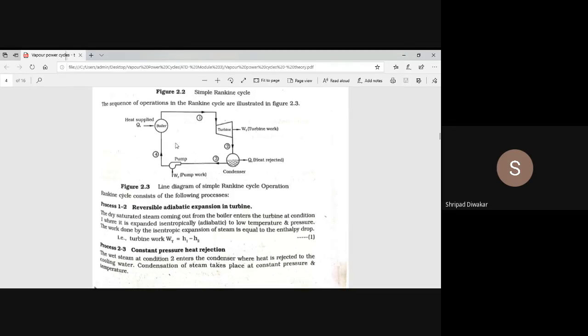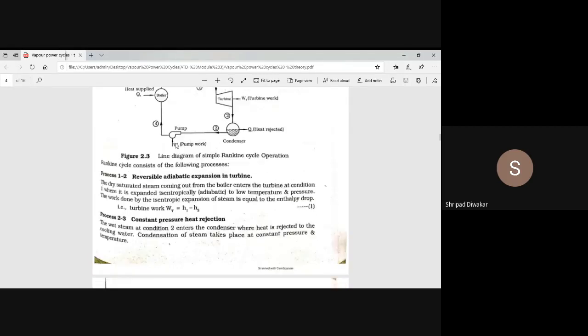Okay, we don't have point 5. I already explained that point 5 is not there in the diagram, because you see the diagram. 1 to 2 is the expansion, 2 to 3 is condensation, 3 to 4 is pump work, and 4 to 5. Points 5 and 6 are not there in the diagram; they have shown only 1, 2, 3, 4. Here we have the regenerator.